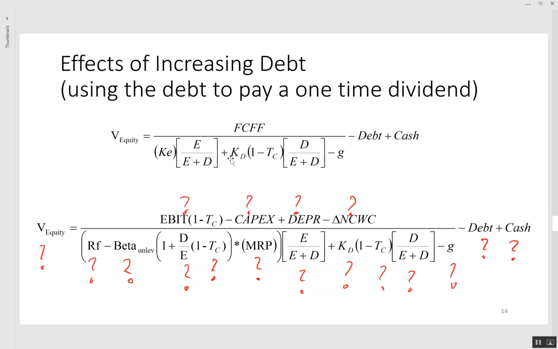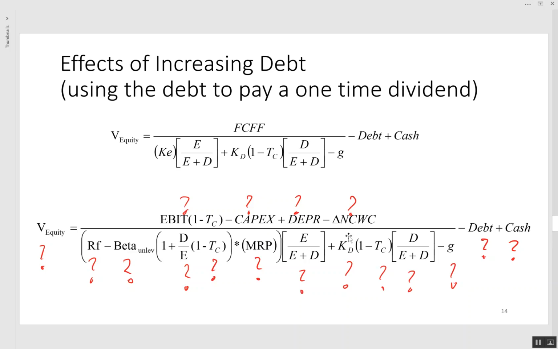We've determined that increasing debt is going to have no effect on EBIT, the tax rate, CapEx, depreciation, or working capital. So that becomes unaffected. The risk-free rate is unaffected. The unlevered beta, the basic business risk of the firm without debt, is unaffected. What is affected is that it's going to increase the D/E ratio, which will increase the levered beta and increase the cost of equity. However, the share of equity and debt will change, right? If you increase debt, my E% will go down and my D% will go up. My growth is unaffected. Now, the only question is what happens to cost of debt?